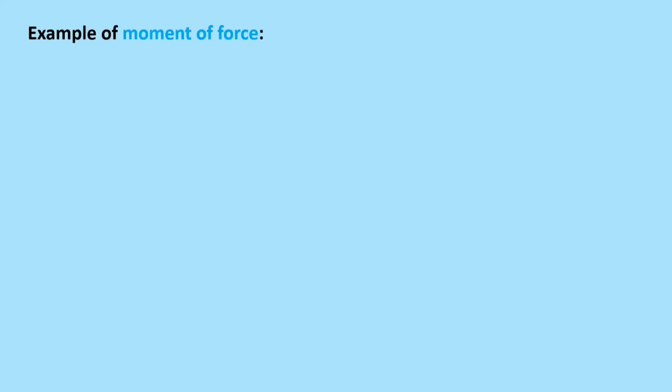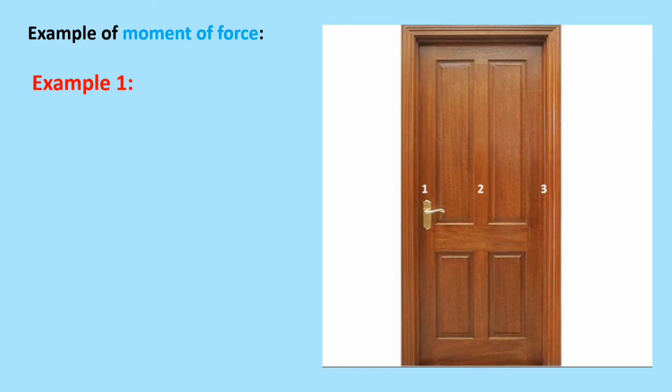So let us understand movement of force with a few examples. Let's start with example 1. Here in the image you can see a door, and I have marked 3 points: point 1, point 2 and point 3. When you are applying the force at point 1, that is at the door knob, you can see that the door will open very smoothly and easily.